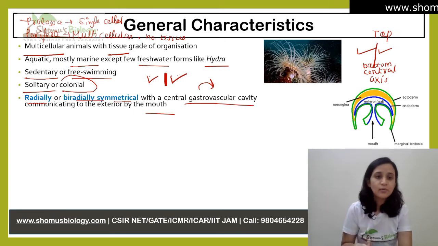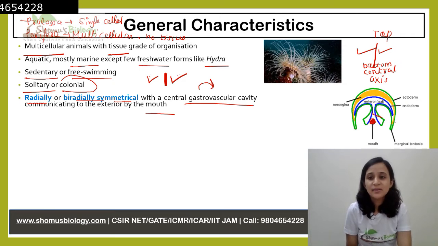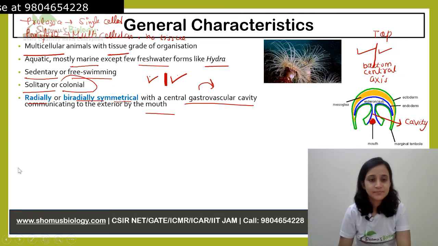So their body pattern could be either radially or biradially symmetrical, and they have a central gastrovascular cavity. This is a central cavity they have, and that cavity communicates to the exterior by the mouth. If this is the mouth, this could be the cavity, and this is the gastrovascular cavity.